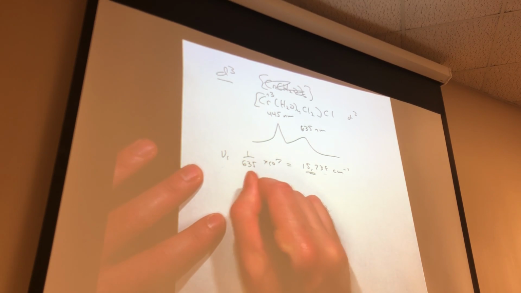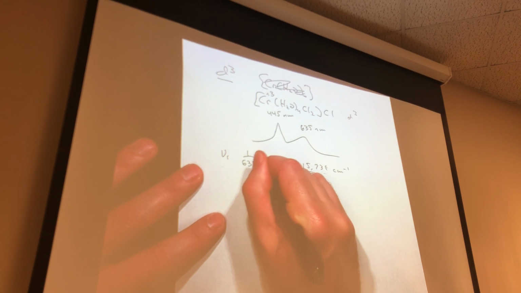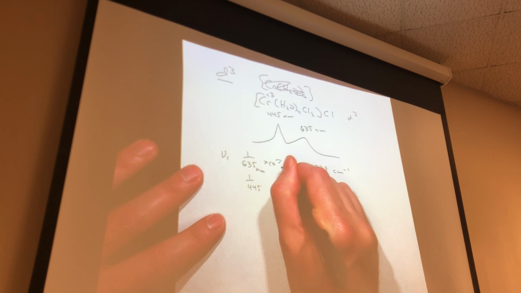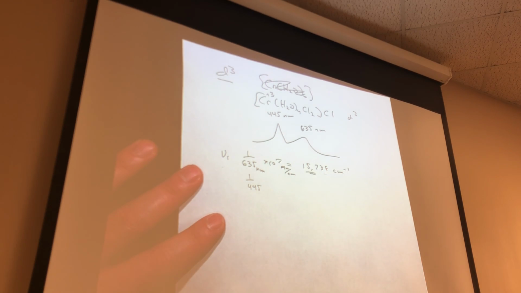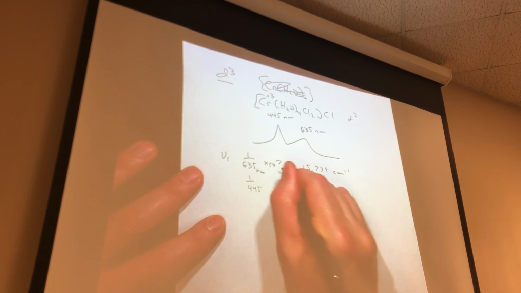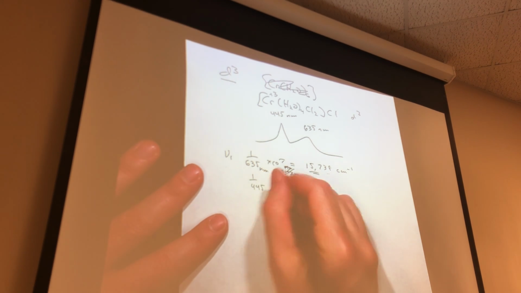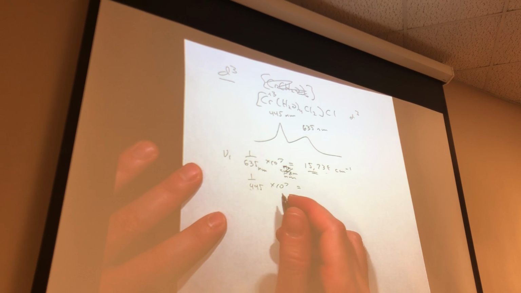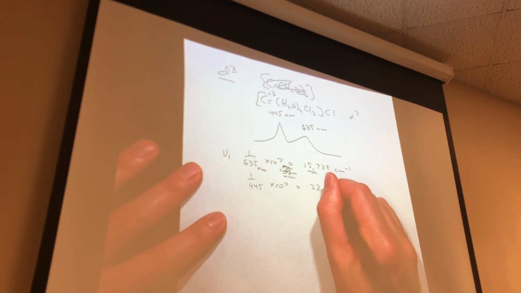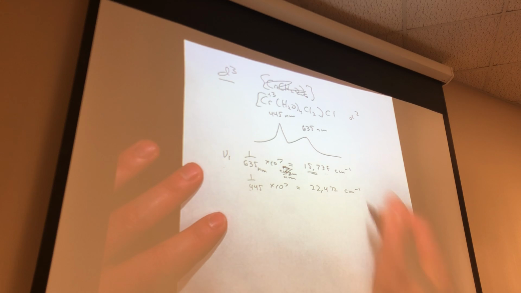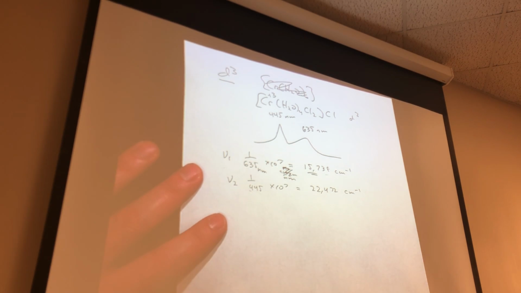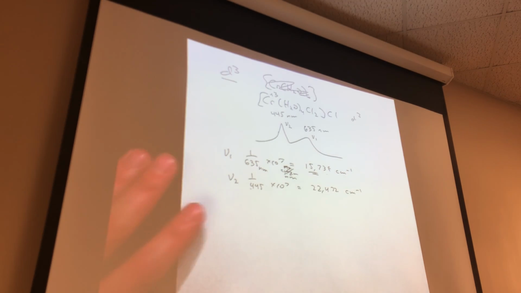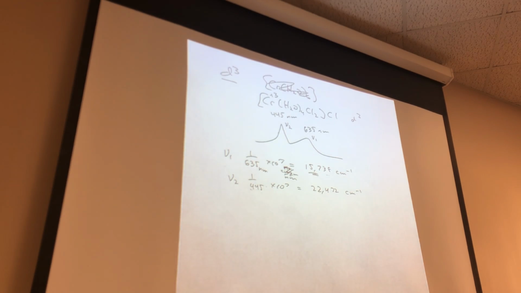We do the same thing to the 445 nanometer case. 1 over 445 times 10 to the 7 is going to give us the higher energy one, which is at 22,472 inverse centimeters. We're going to call that frequency 2. We will order them by energy, not by wavelength.